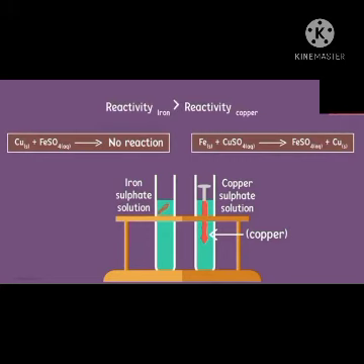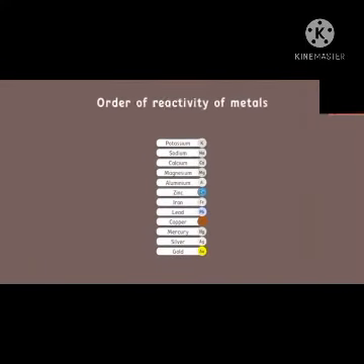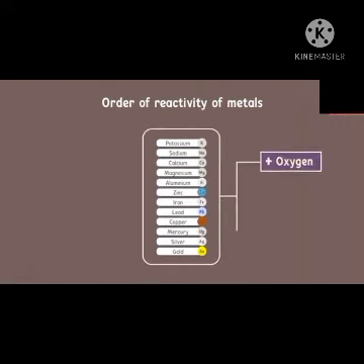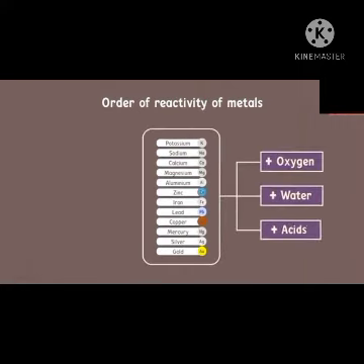Copper will not displace the iron. So, what are we trying to learn here? Our aim in all these experiments was to find out the order of reactivity of metals. Making metals react with oxygen, water and acid gives us a brief idea about order, and conducting many such experiments will also give us an idea of which metals are more reactive.